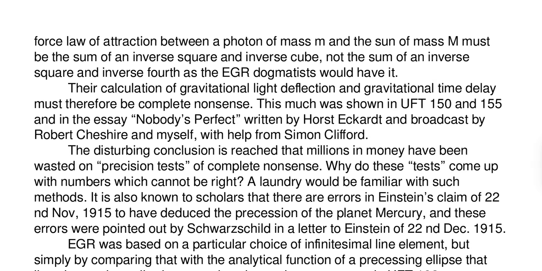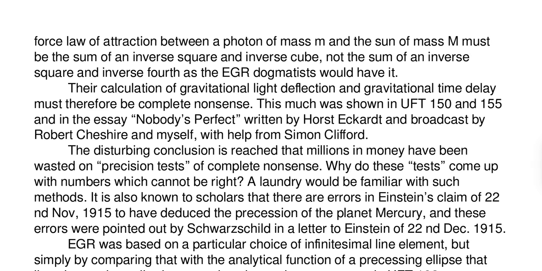So the Lagrangian force law of attraction between a photon of mass m and the Sun of mass M must be the sum of an inverse square and inverse cube, not the sum of an inverse square and inverse fourth, as the EGR dogmatists would have it. Their calculation of gravitational light deflection and gravitational time delay must therefore be complete nonsense.